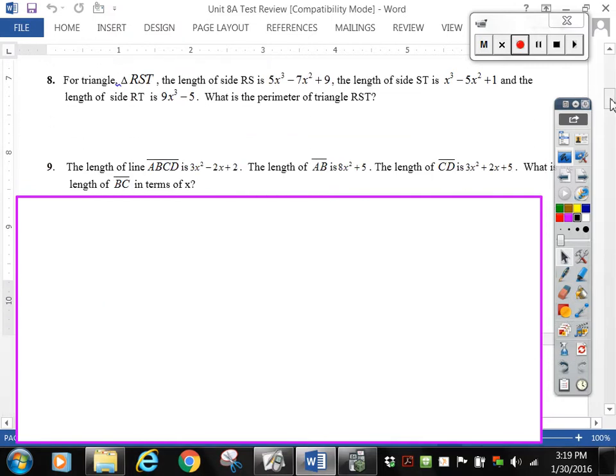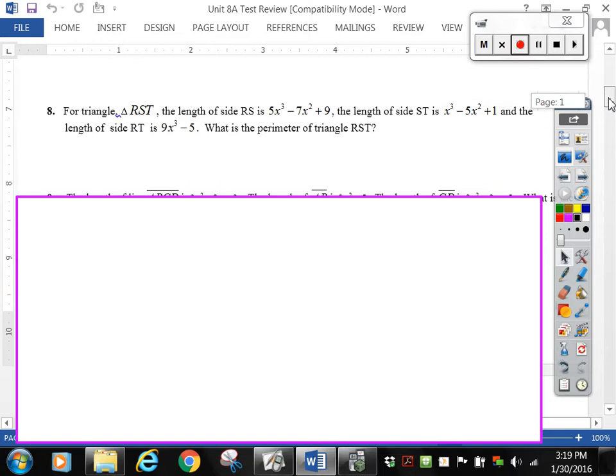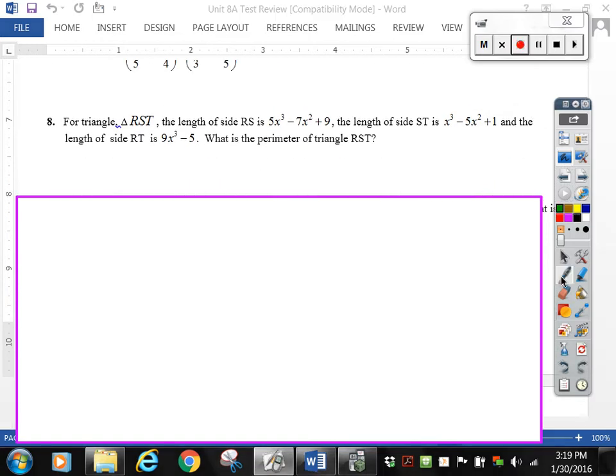Okay, now we're going to do some geometry. Okay, so I have a triangle RST. The length of RS is 5x cubed minus 7x squared plus 9. ST is x cubed minus 5x squared plus 1. And RT is 9x cubed minus 5.